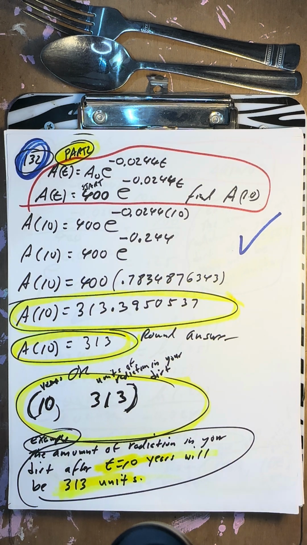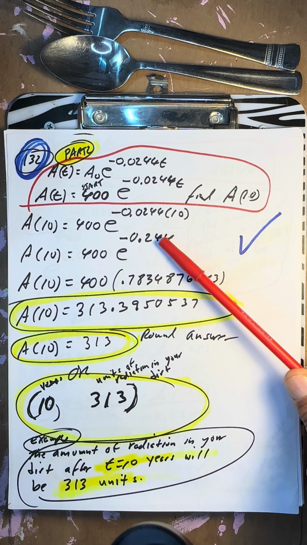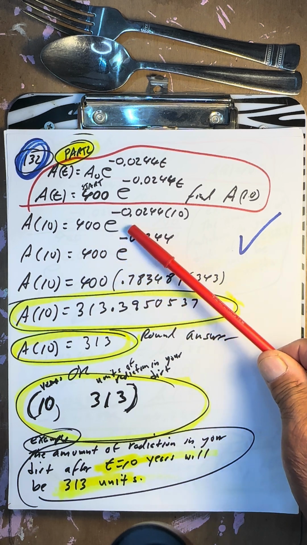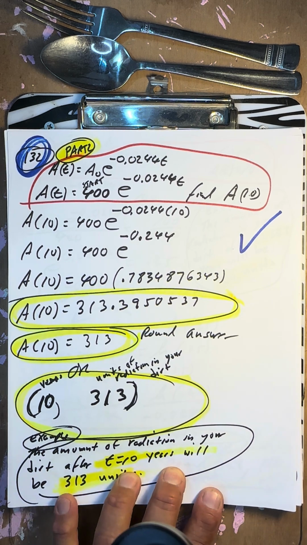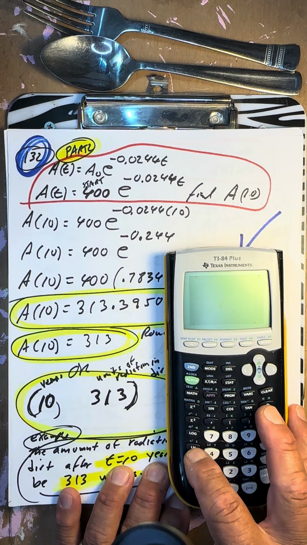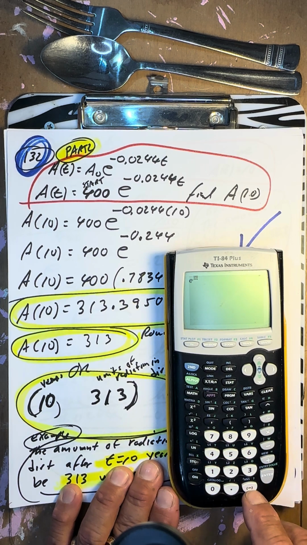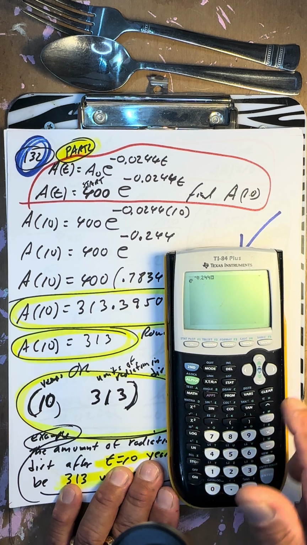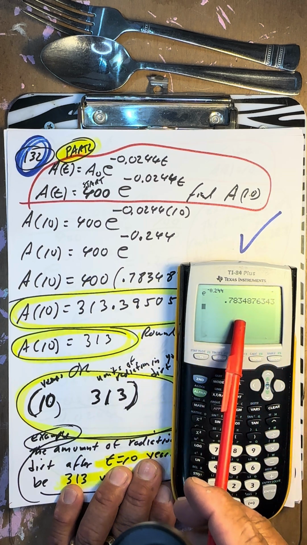Find A of 10 using that formula right here. So 10 times this is this number. So e to the power of that, what is that going to be? Can you use a calculator? Yes, of course. Let's do that right now. Second ln of, what is it going to be? Negative 0.244. Does that match? Yes. It's going to give you this big number here.